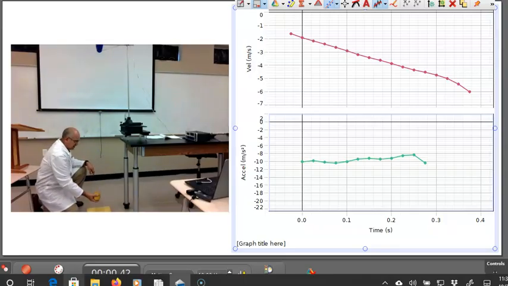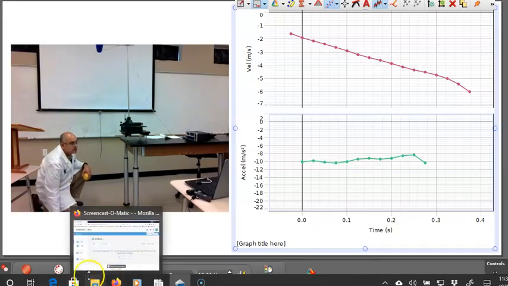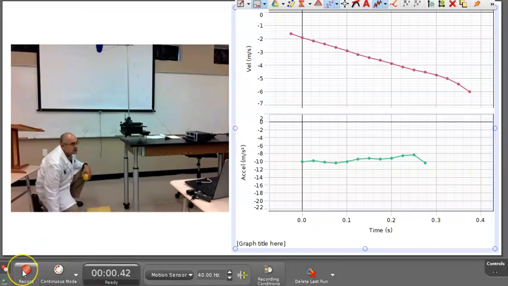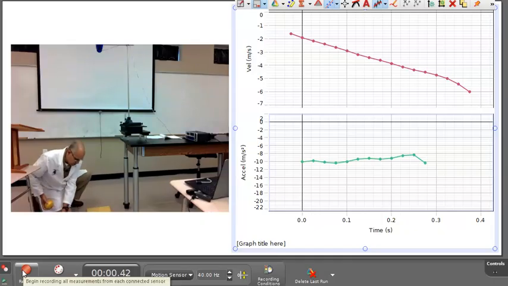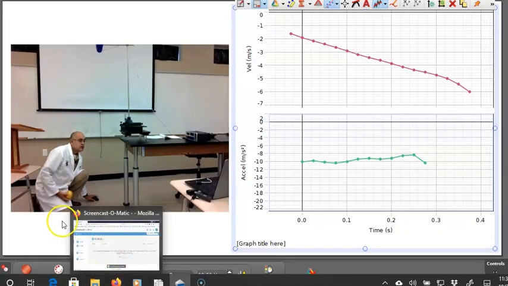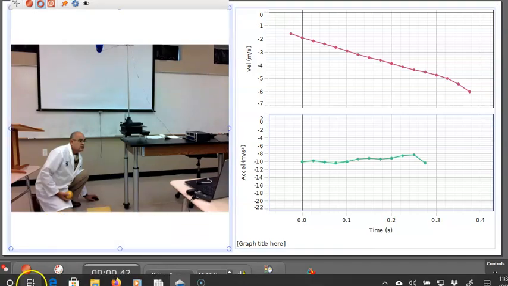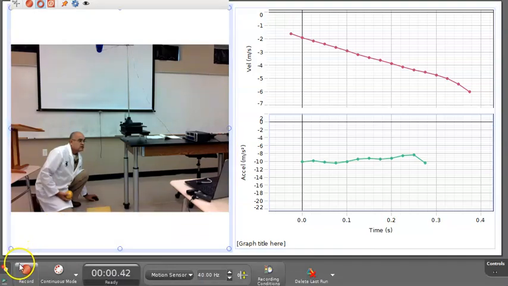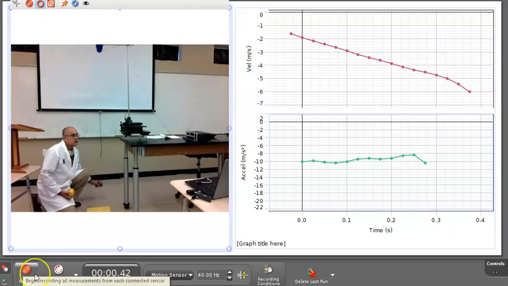I want to toss it as high as I can. If it was like that, I probably would get something. You see, I got to toss it. That might work. So we'll see what kind of data I get. Okay, so let's go ahead and try. I'm going to use my left hand to start and stop the recordings. So let's see what happens.